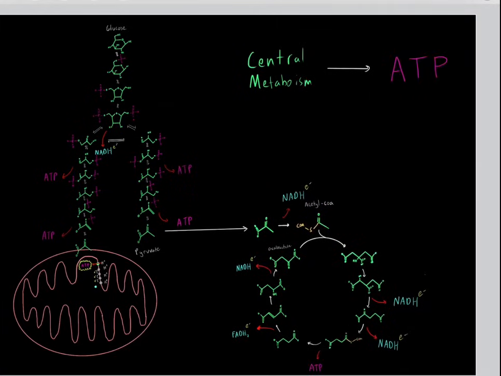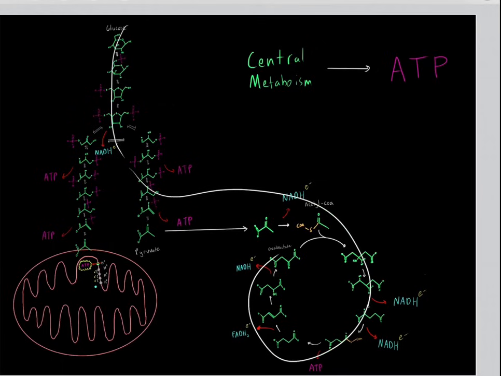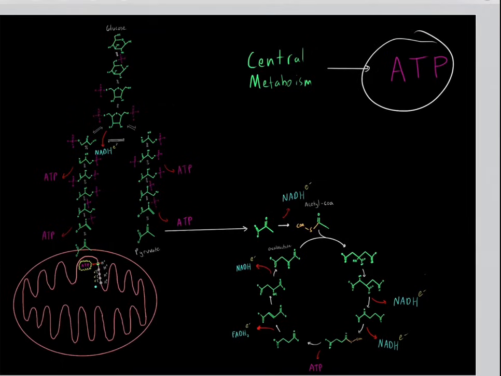But not just that, when we take glucose molecules through central metabolism, we also create reduced cofactors like NADH and FADH2. And we know these reduced cofactors have electrons that can be donated to the electron transfer chain to create even more ATP. So the point is, when we go through central metabolism, we create the ATP that's needed for the cell to survive.